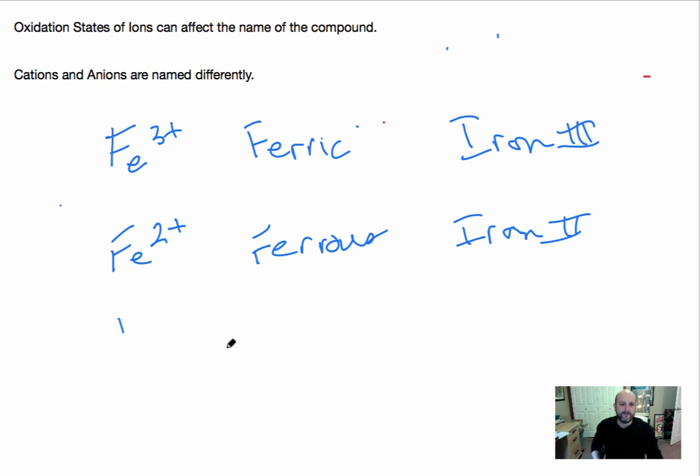So for naming these, higher and lower oxidation states can have slightly different names. But if you had something like sodium, you would just call this sodium. There are tables in your book that help you to know which one to call when. Next I'll do a little video on how to name these compounds.